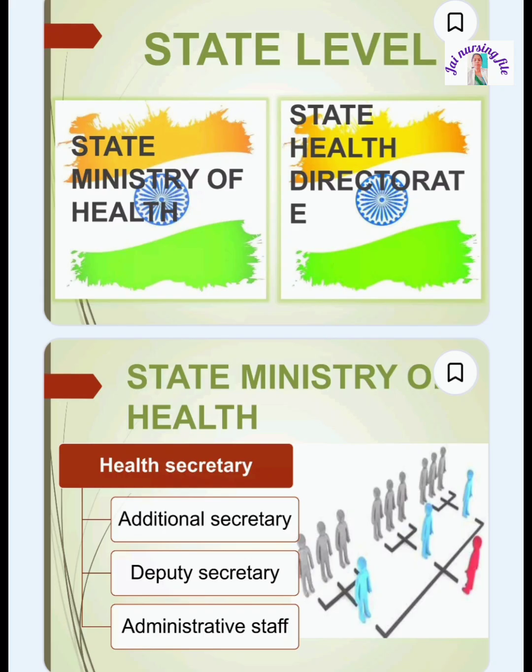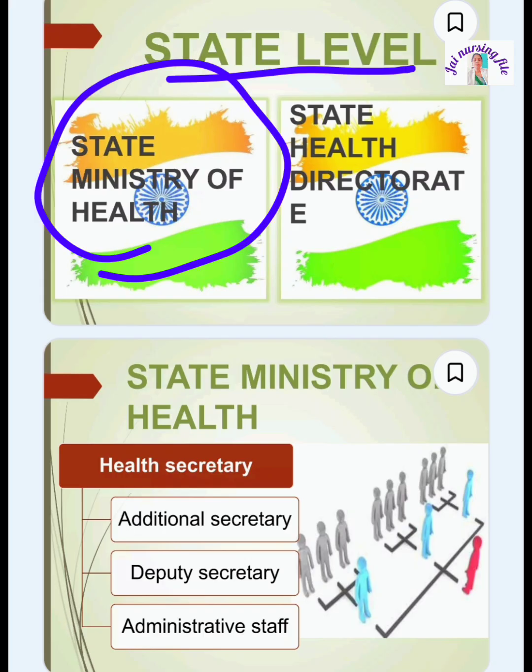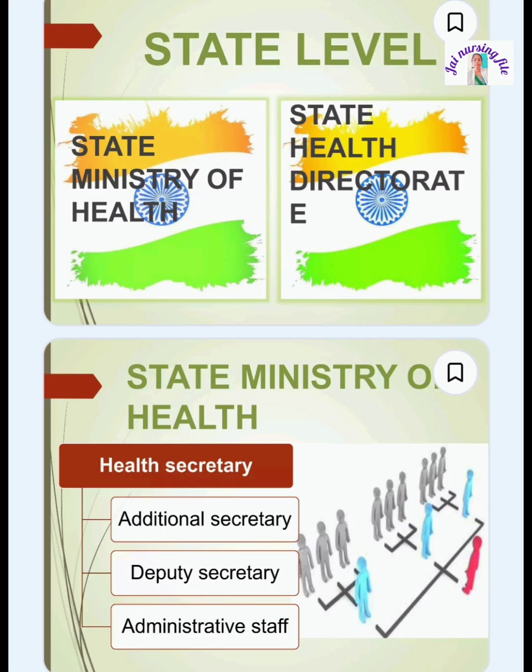Next, move to the state level. State Ministry of Health, State Health Directorate. So under this division, Health Secretary, you have Additional Secretary, Deputy Secretary, and then Administrative Staff. So this comes under the State Ministry of Health. So you have Additional, Deputy, Administrative Staff.